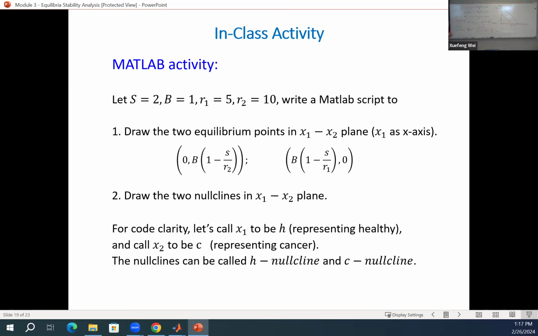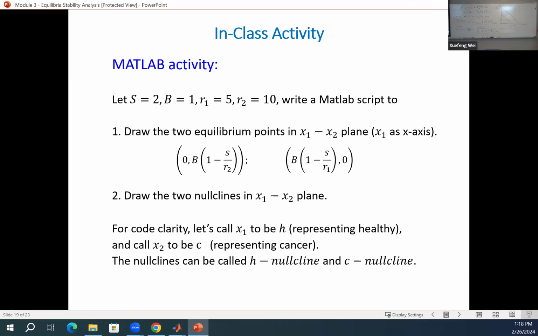But what do these mean? This means remission state, healthy cell wins. This means the deadly state, the cancer cell wins, right? So we have these two equilibrium points, and we're going to look at whether they are stable or not stable. I think I did all this already. So let's not do MATLAB, let's just do the board first. Then we're going to do MATLAB next time.